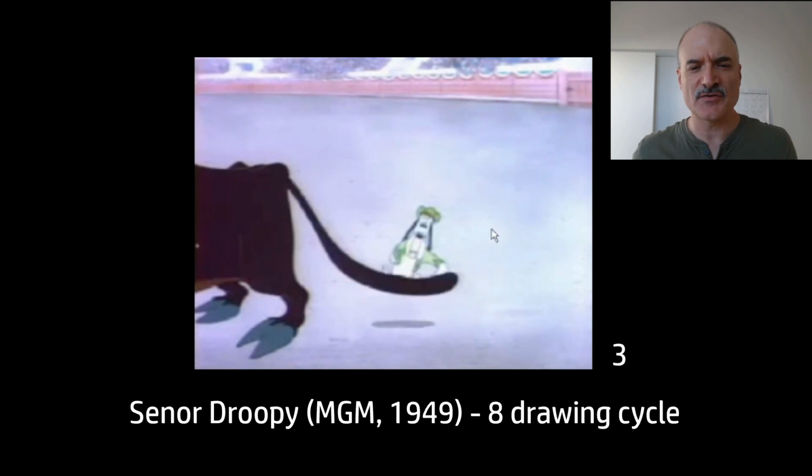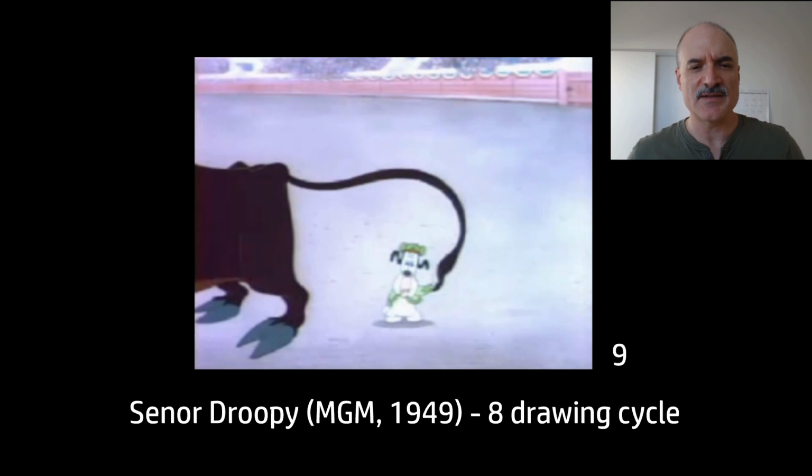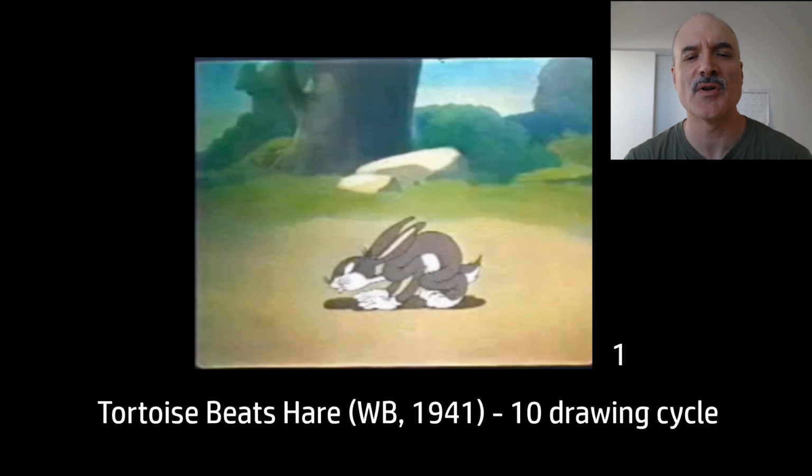This is Senor Droopy, 1949, an 8-drawing cycle. You can see drawings 1 and 9 are the same drawing. Pretty simple. Droopy's just running and jumping rope with the bull's tail there.